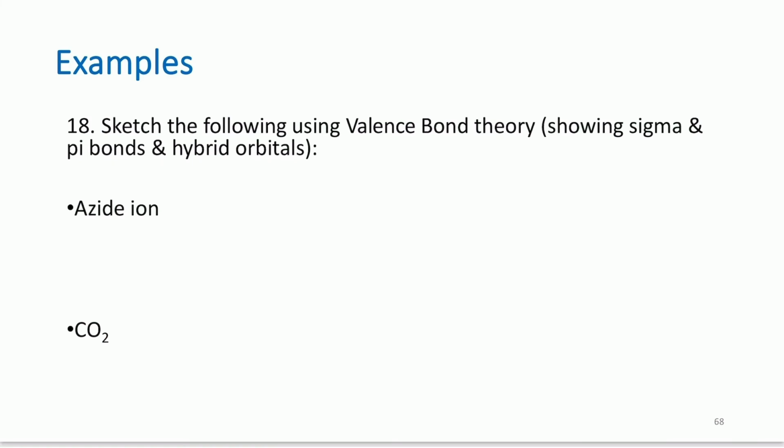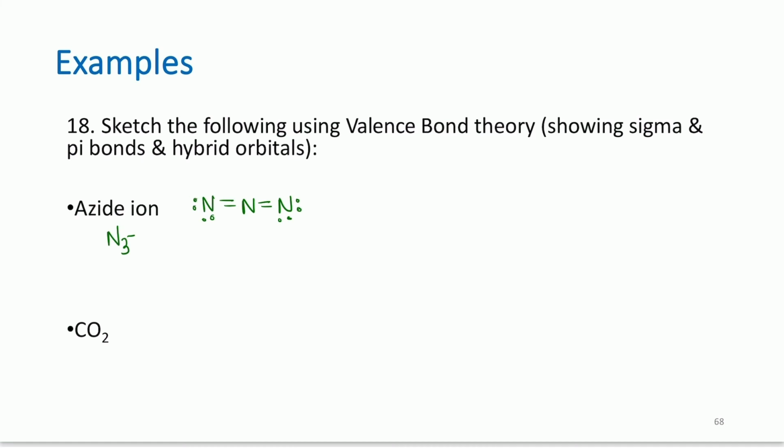Okay, sketch the following using valence bond theory showing sigma and pi bonds and hybrid orbitals. Basically, that's what we're going to do for the next 3 examples. I think there's 6 compounds total. Azide ion. First, you have to remember what azide is. Azide is one of your polyatomic ions, N3 minus. N3 minus means 3 nitrogens, 15 valence electrons, plus the negative charge, 16 valence electrons.